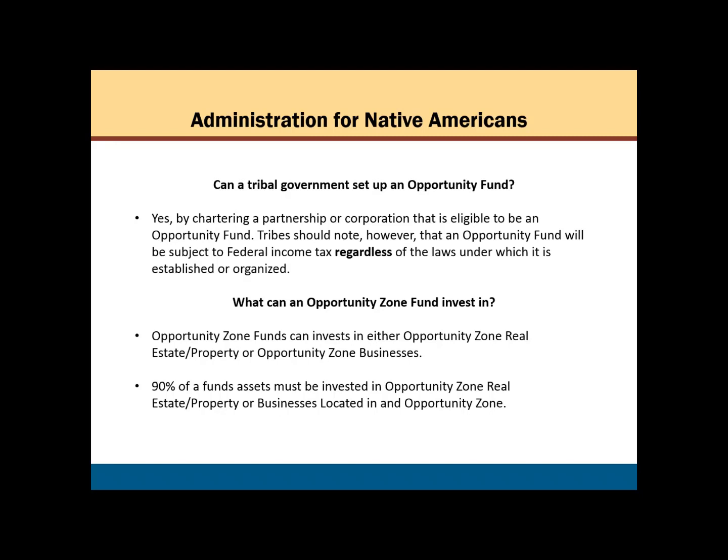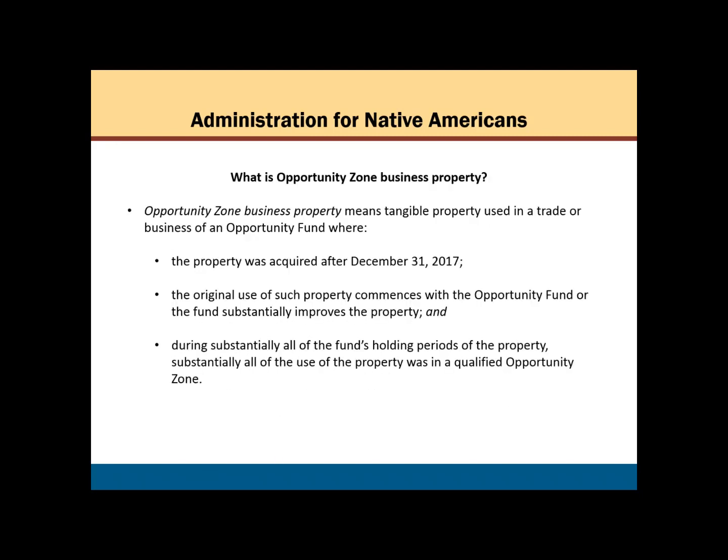We'll talk about both of those things next. We'll talk about the opportunity zone business property, which means tangible property used in a trade or business. So that's the first thing.